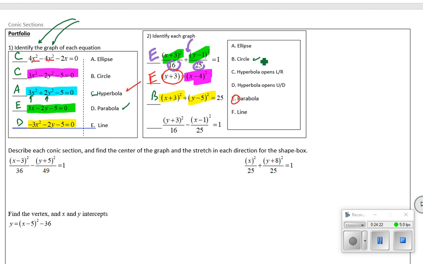And I have 2 squares, but they're being subtracted. That is a hyperbola. And because the y comes first, because the y is positive, it's going to open up and down.